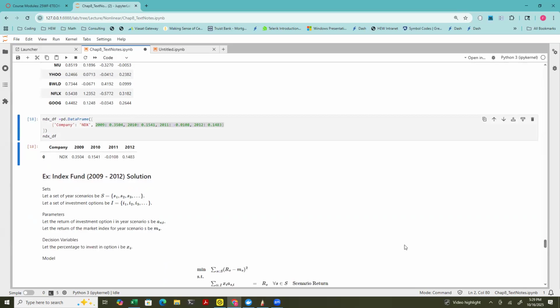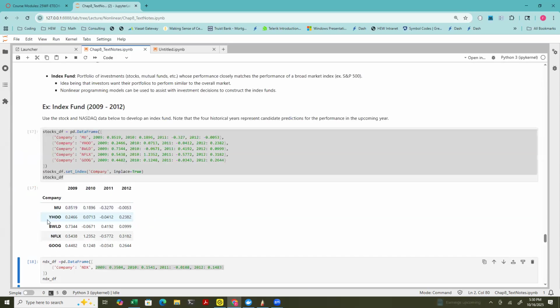All right, moving on to decision variables. Well, the decision variables here, like we said, is just how much am I going to invest in what type of investment option or company. So it just needs to have a single index I, and that I is going to be like MU, Yahoo, Buffalo Wild Wings, Netflix, and so forth.